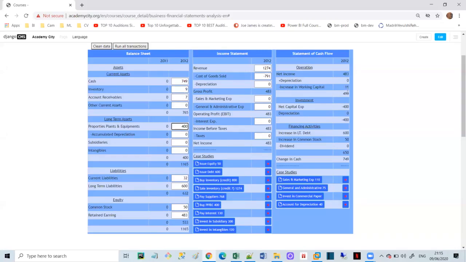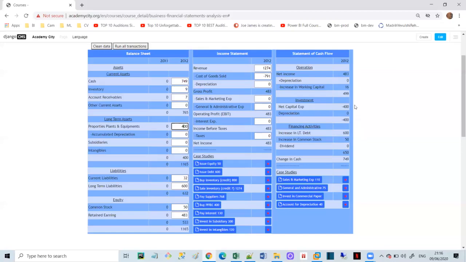So the net is about 16. This number is not supposed to be that big, okay? The majority of the number 499 is really my net income. We'll come back and talk about depreciation in a second. When we get to that, I'll explain what depreciation is.